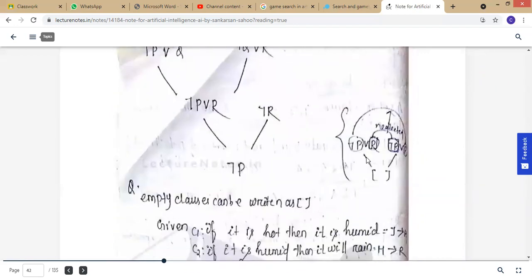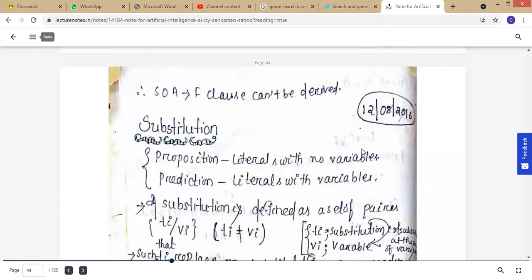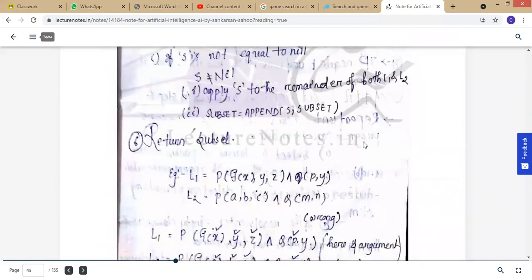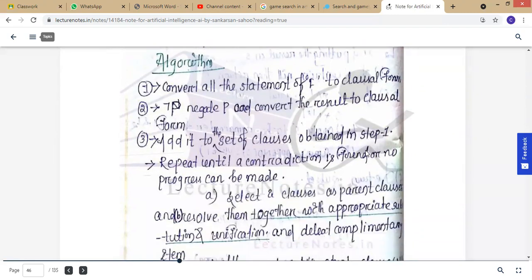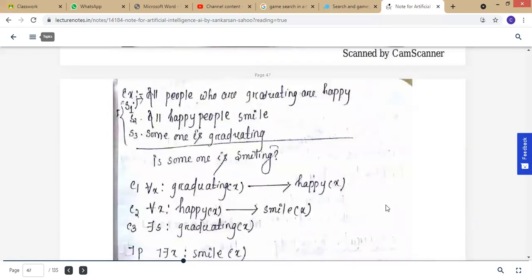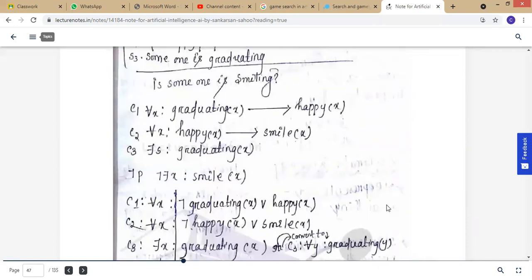So there are some resolution principles. Resolution in predicate logic: given a set of statements, we find a statement, and an algorithm is used with steps. Convert all the statements of text into clausal form, negate the goal and convert the result to clausal form, third add it to the set of clauses and obtain a new set. Next, repeat until a contradiction is reached.